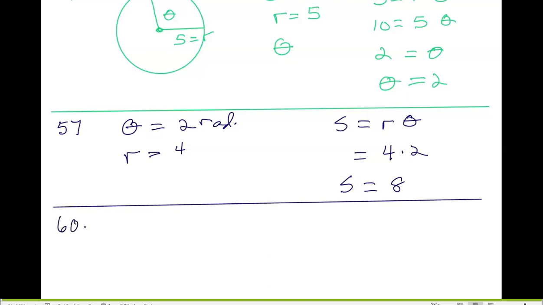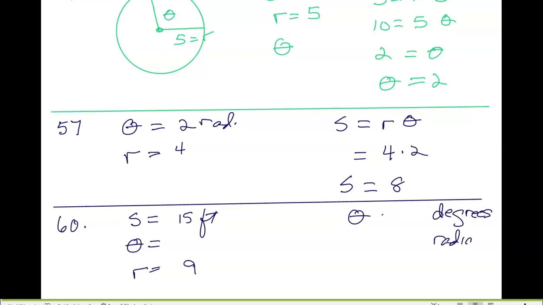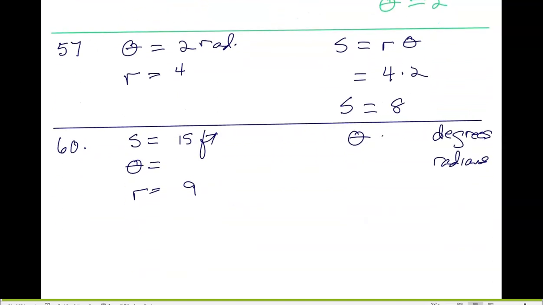60 says an arc length 15 feet. So that's the arc length, so S equals 15 feet, subtends a central angle theta. Theta is unknown, but the radius is 9. They want us to find theta in degrees and also in radians. Well, I know the equation is going to get me it in radians.